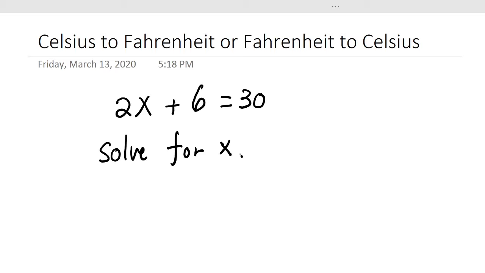In order to solve for x, we need x by itself. And our answer has to be x equals something. So x has to be equal to a number which we are looking for.